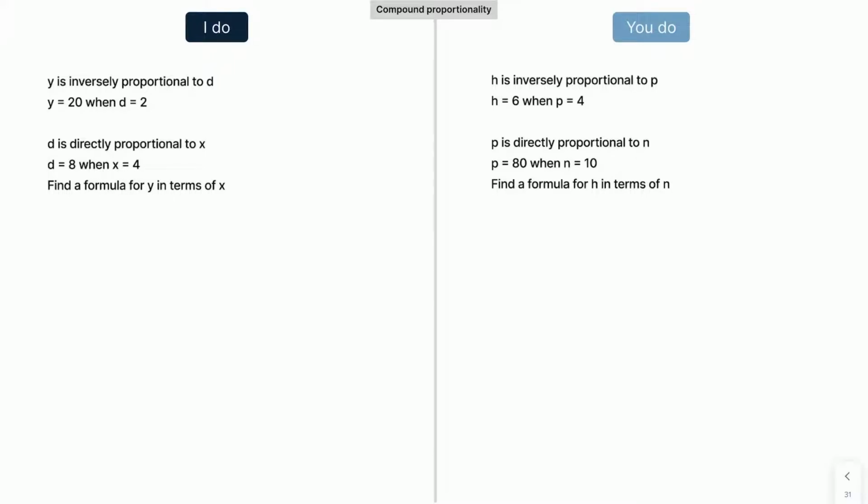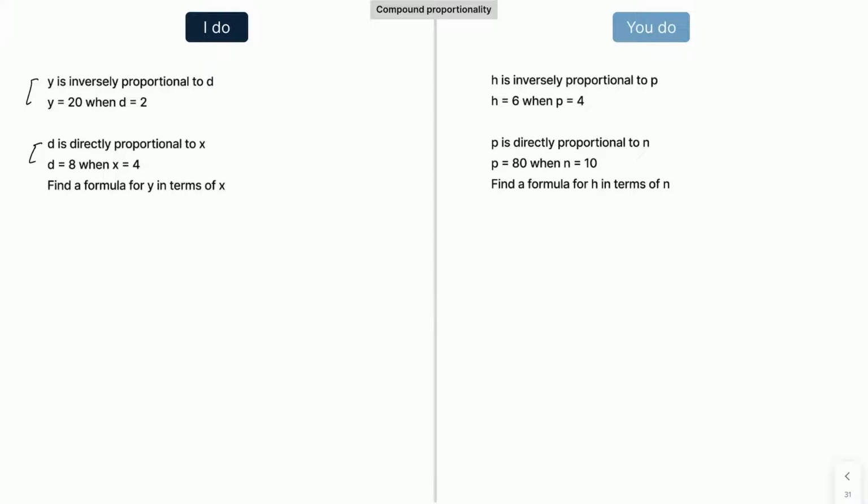So now with this, these are the slightly trickier questions where you have both inverse and direct proportion within one question, but we'll tackle each part of the question one by one. So first we'll focus on this part of the question and then this part. So we're told that y is inversely proportional to d, and we're told the value of y and d, and then we're told that d is directly proportional to x, and we're told the value of d and x, and then it says find a formula for y in terms of x. So let's just start with the first bit.